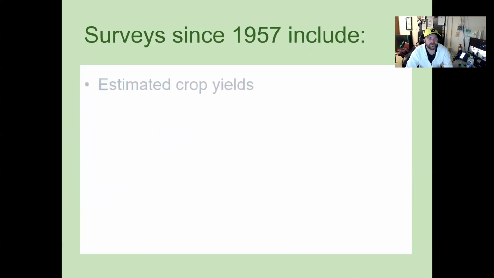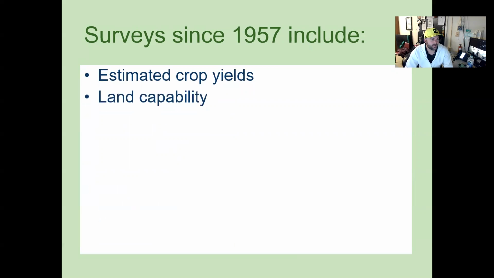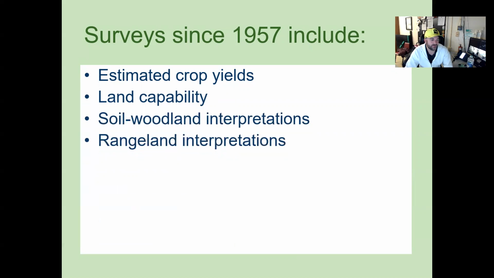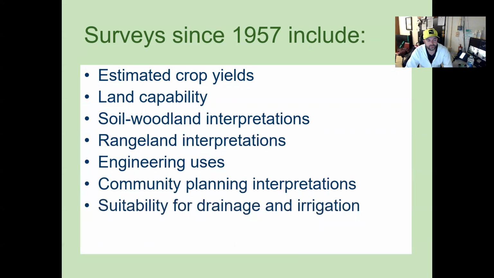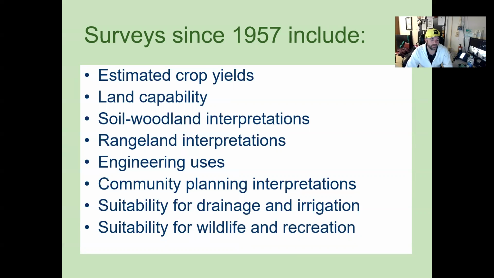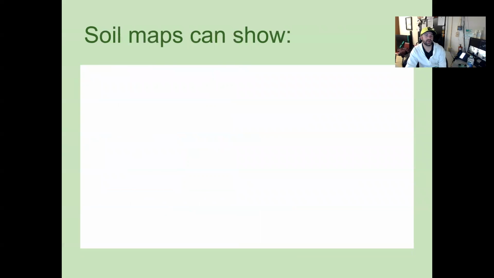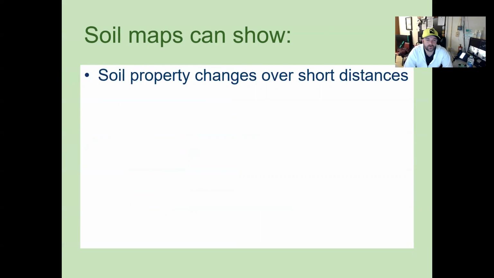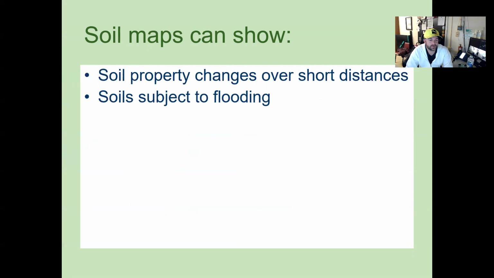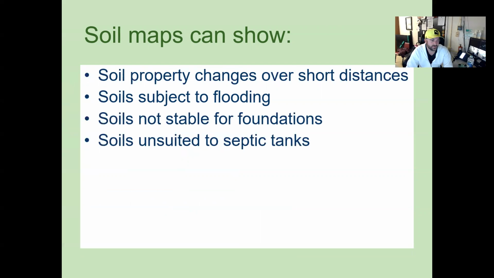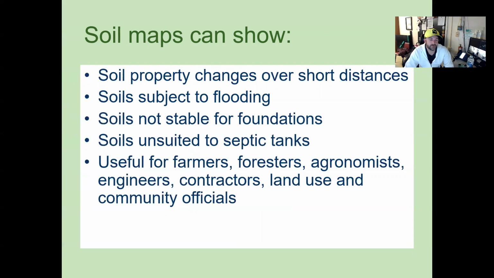Surveys since 1957 include estimated crop yields, land capacity, woodland interpretations, rangeland interpretations, engineering use, community planning interpretations, suitability for drainage and irrigation, and suitability for wildlife and recreation. Some of the soil maps you'll see will include soil property changes over short distances, soil subject to flooding, soil not suitable for foundations, and soil unsuited to septic tanks. They are useful for farmers, foresters or agronomists, engineers, contractors, land use, and community officials.